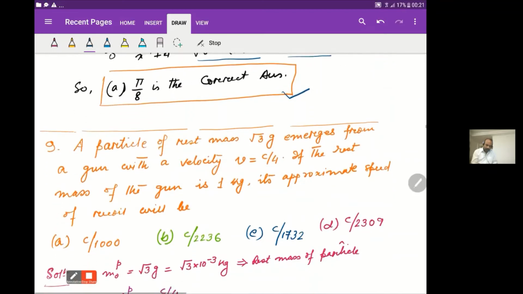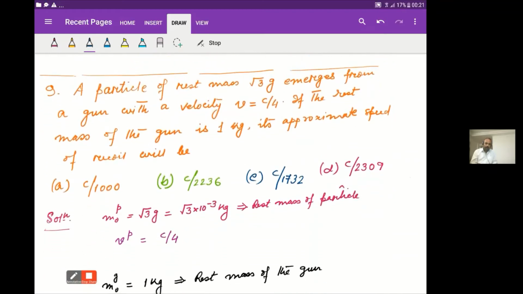Then we can move to problem 9. A particle of rest mass root 3 gram emerges from a gun with a velocity c by 4. So that means this is the relativistic velocity. If the rest mass of the gun is 1 kilogram, its approximate speed of recoil will be. 4 options are given, and which one is the correct?